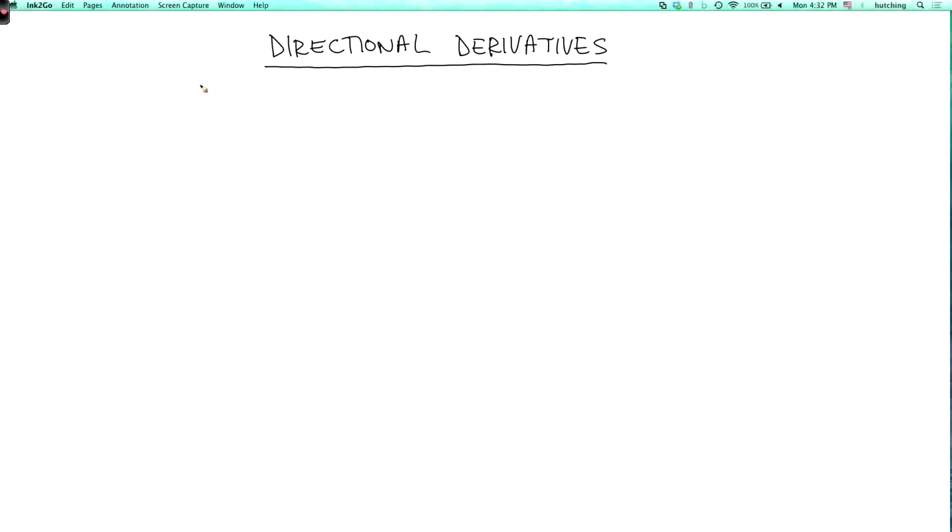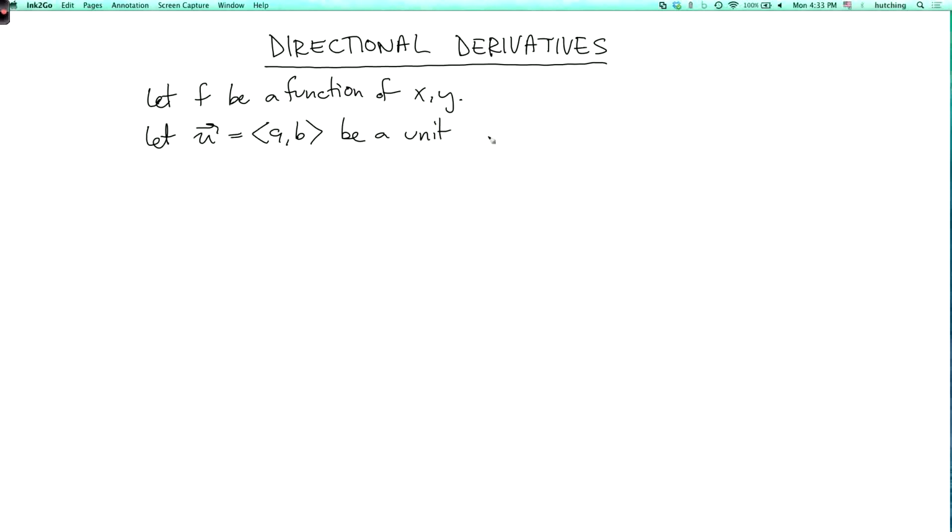We're now going to talk about directional derivatives. So let f be a function of x and y, and let u be a unit vector. Let's say it has components a and b. And unit here means that the length of this vector is 1. And the length, of course, is the square root of a squared plus b squared.